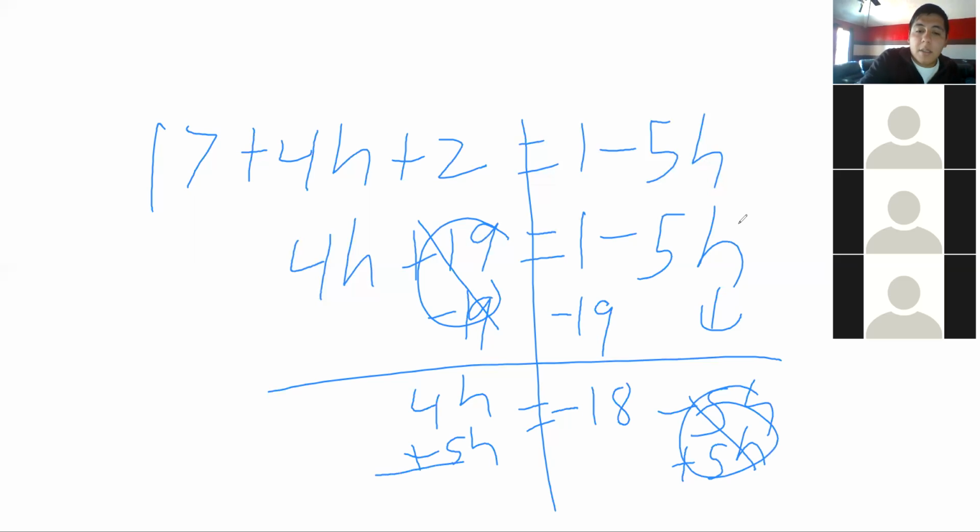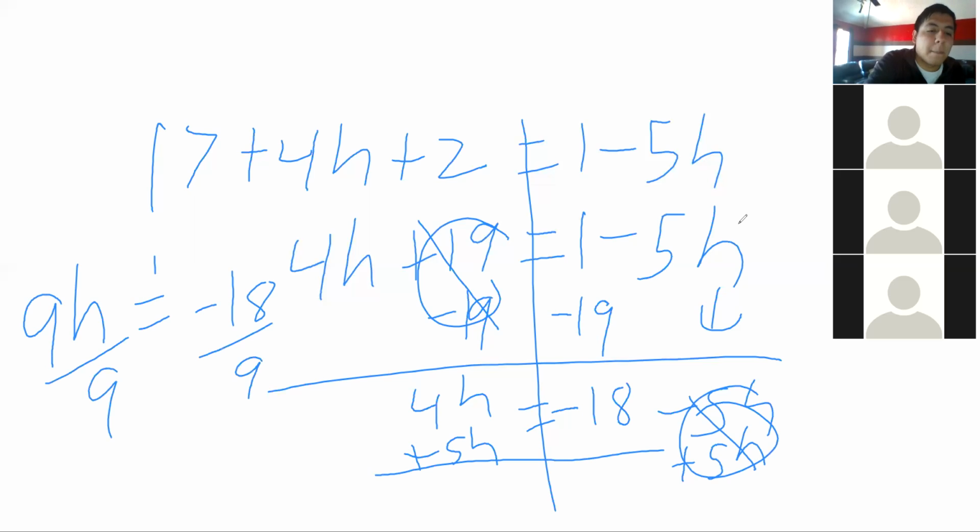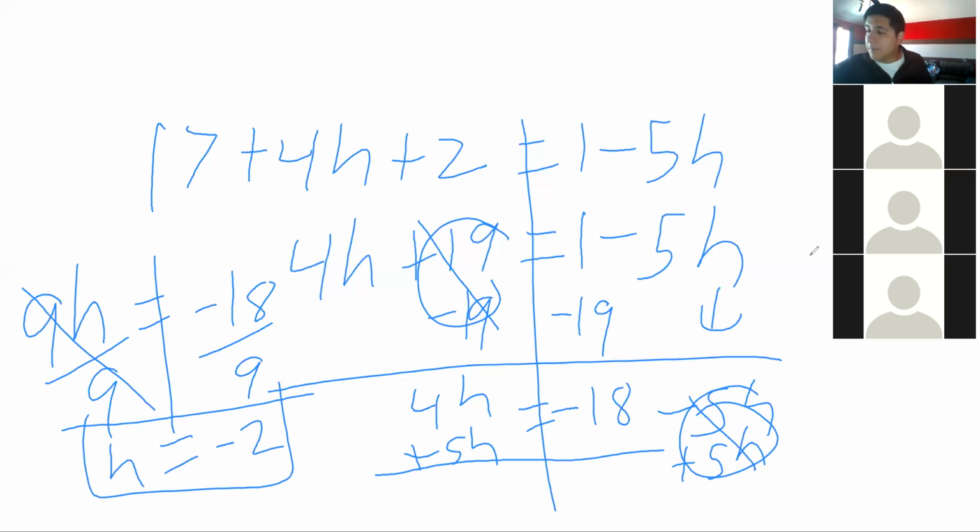Okay. So then 4h plus 5h would give us 9h. 9h, and then we have -18. What's our last step there? Divide. We're going to divide both sides by 9. So that should cancel out. h should be equal to -2. -2, yeah. Okay. Good so far? Yeah.